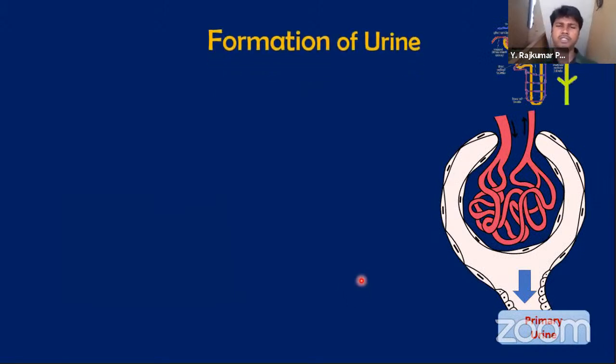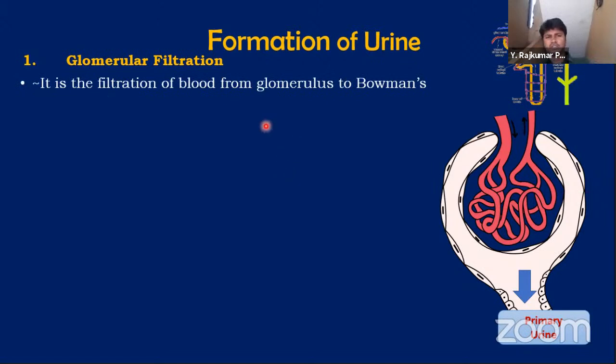Let's see the first, formation of urine, which is the long answer type question, 8 marks. For this, you should write like this: glomerular filtration. Make a subheading as glomerular filtration and see what happens in this. It is the filtration of blood from glomerulus to the Bowman's capsule. Here in the structure, you can see the glomerulus, which is the network of blood vessels, and this is the Bowman's capsule. Together, both of them are called the malpighian body. It is the filtration of blood from glomerulus to Bowman's capsule, and it is a passive process.